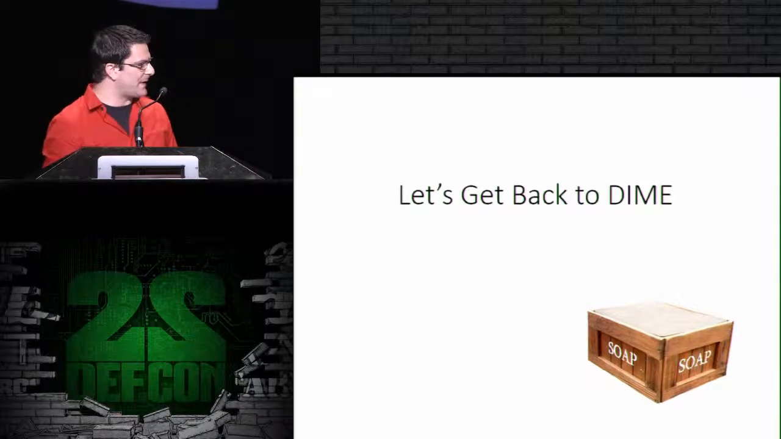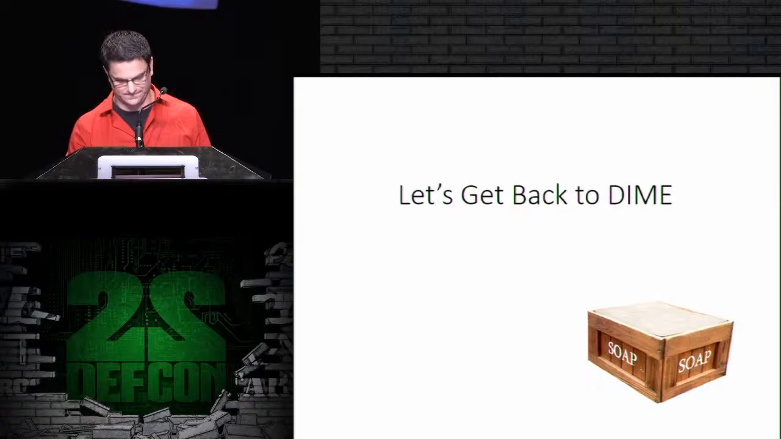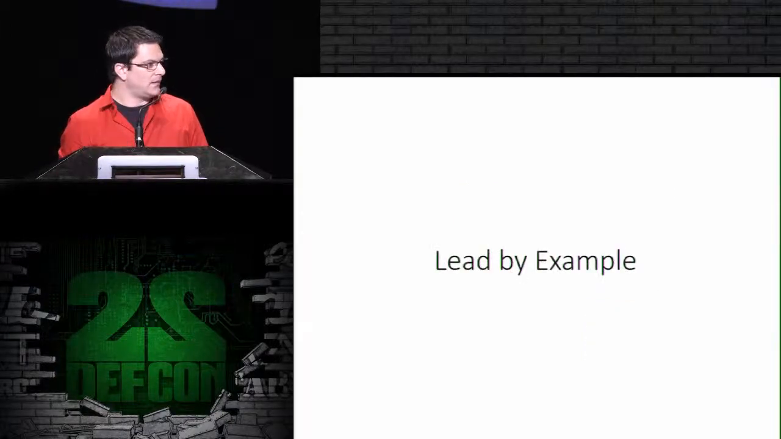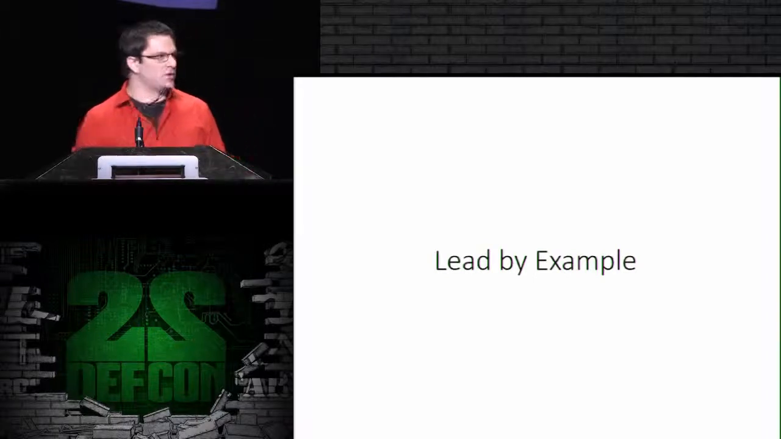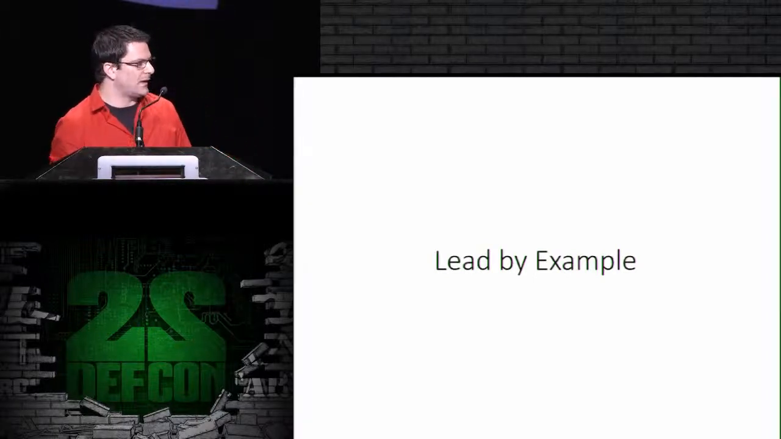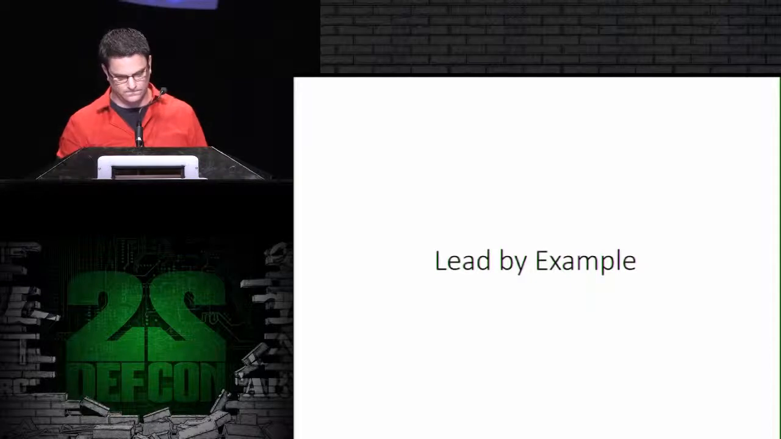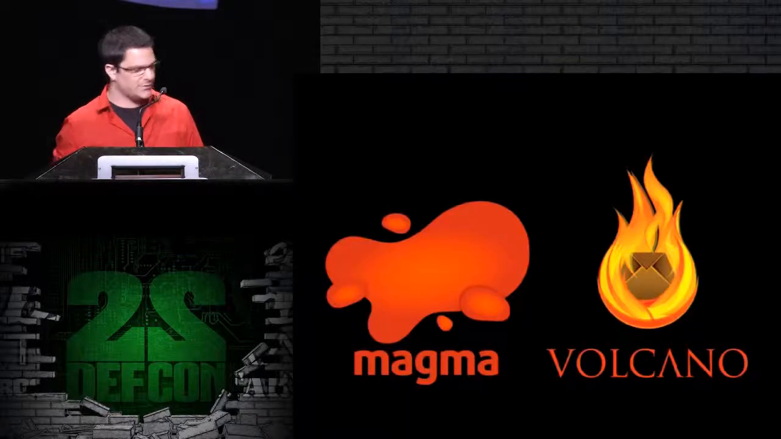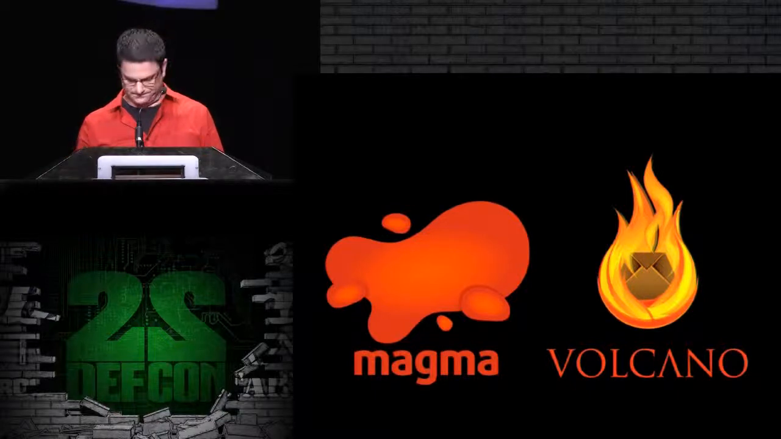All right, time to climb back down off my soapbox and get back to talking about Dime. I've decided that I don't just want to create a specification and hope the world listens to me. I think the best way to prove that Dime is secure, prove that Dime functions, is to build it. So I'd like to introduce Magma and Volcano. Magma is the server implementation, and Volcano is the client.